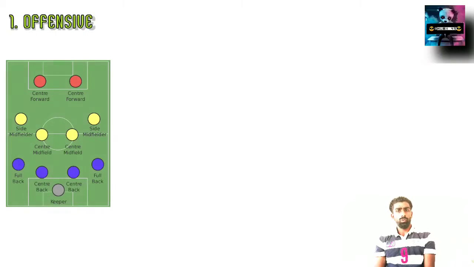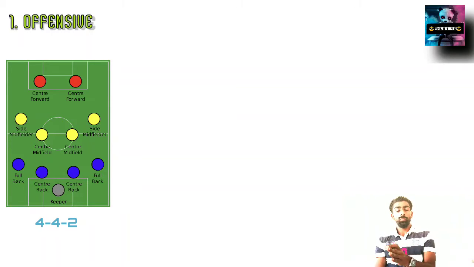So the first formation is 4-4-2. This is a very common formation. If you see any football matches, you will come across so many teams starting their game with this formation. It can be said as an attacking offensive approach or a bit of a moderate approach. First thing, let me tell you, a formation can be changed at the time of game as well.